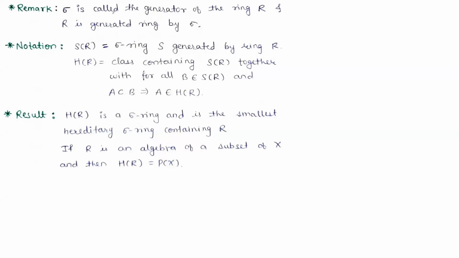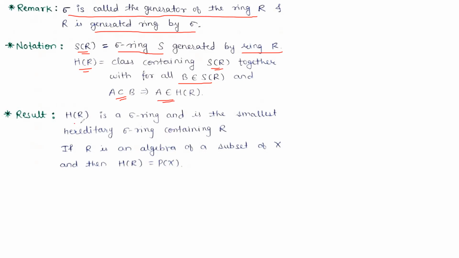Now next is a remark. This sigma is called the generator of the ring R, and R is called the ring generated by sigma. Next, some notations. S(R) is equal to the sigma ring S generated by ring R. Then H(R) is the notation for the class containing S(R), the sigma ring generated by R, together with: if B belongs to S(R) and A is a subset of B, then A also belongs to H(R).